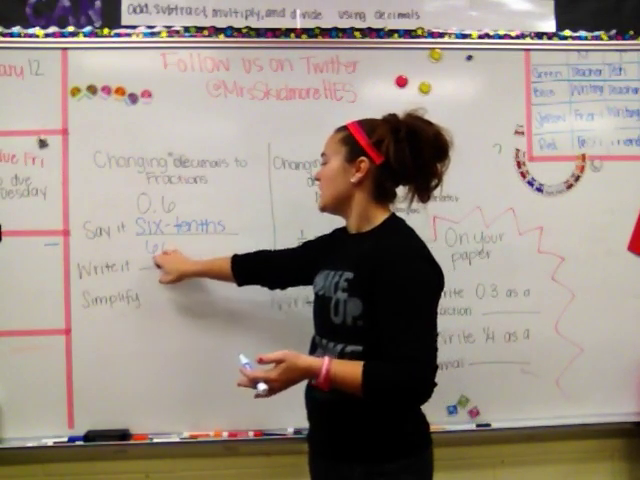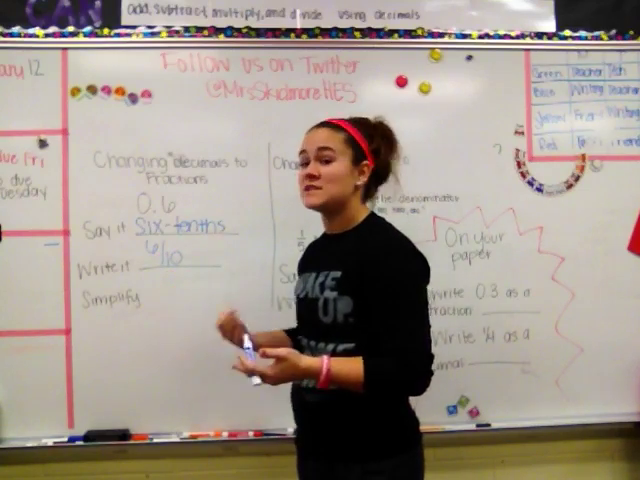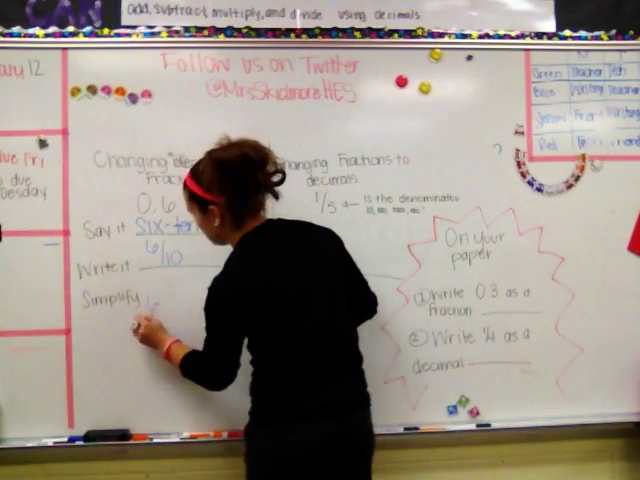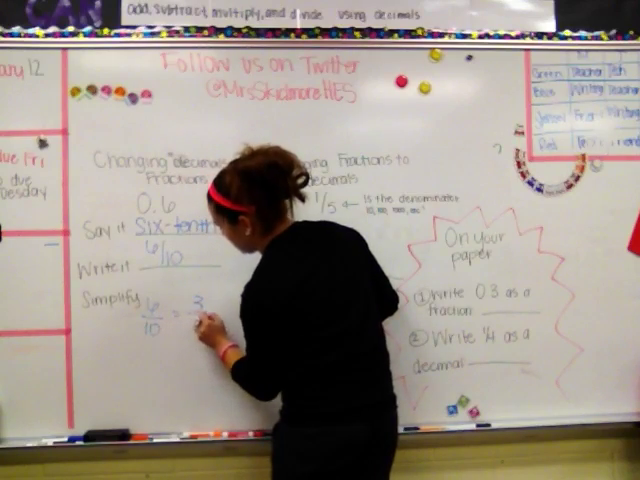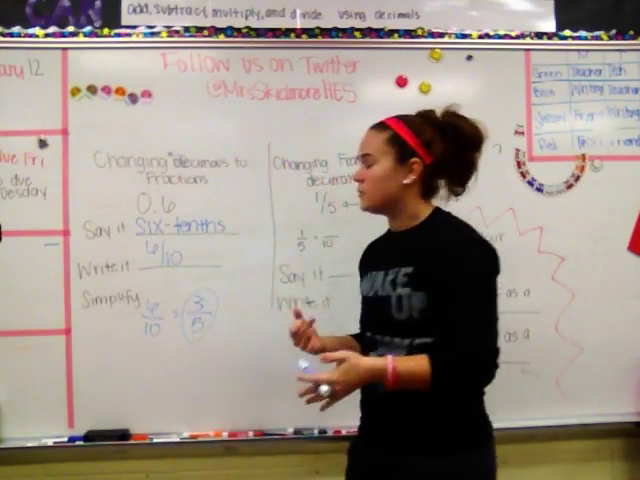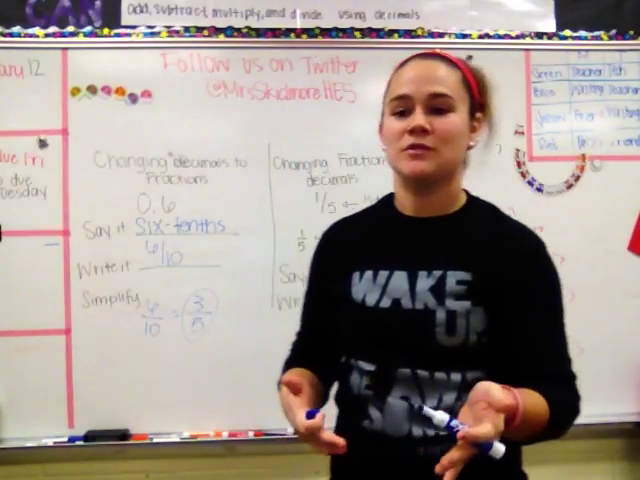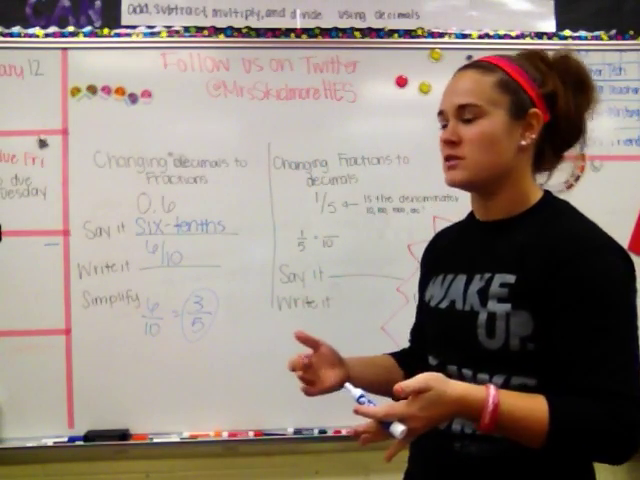So we can divide each of these by 2. So when we simplify 6/10, it equals 3/5. So 0.6 as a decimal is equivalent to 3/5 as a fraction.